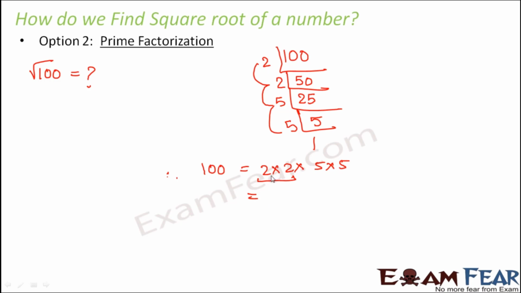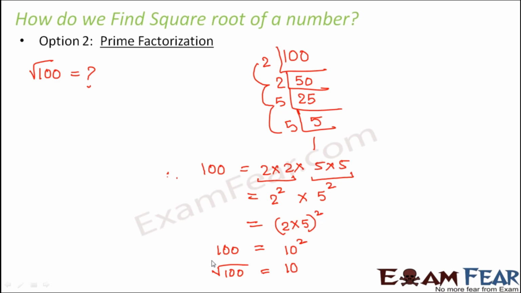So how many times do we have 2? 2 multiplied by itself, that is 2 square. Similarly, 5 multiplied by itself is 5 square. So 2 square into 5 square is actually 2 into 5 whole square. 2 into 5 is 10. So we see that 100 is equal to 10 square. That means if I want to get 100 from 10, we square 10. If we want to get 10 from 100, we will have to find its square root. So square root of 100 is equal to 10. In this fashion, we can also find out square root.